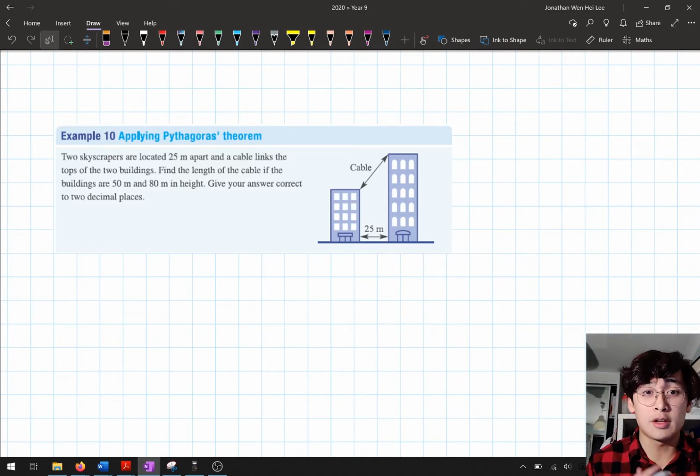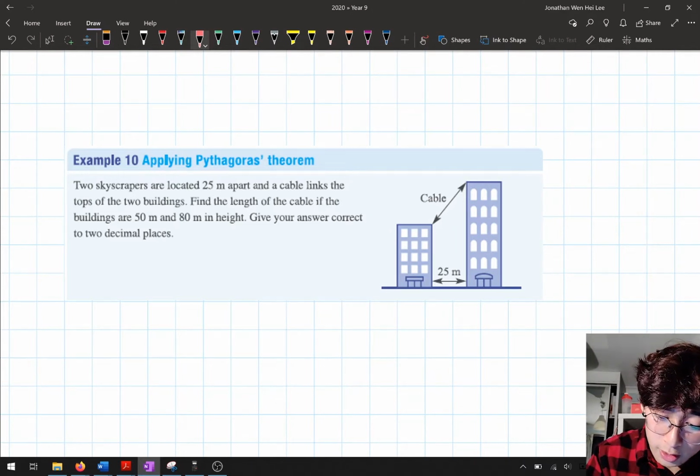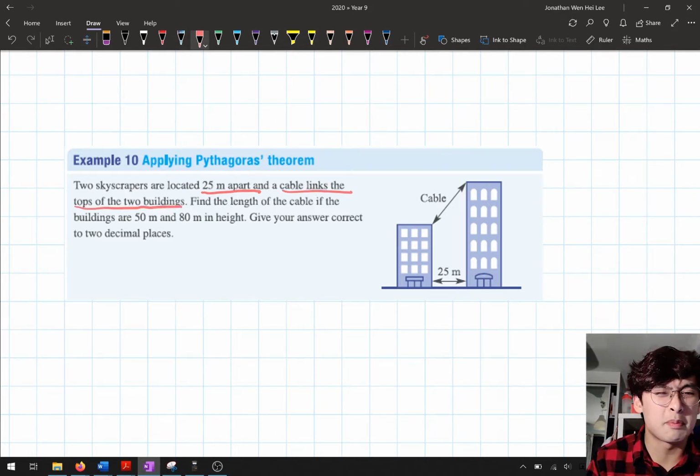So I'm going to apply a bit of Newman's analysis here. What I'm going to do is go through the question and underline the important parts. Two skyscrapers are located 25 meters apart, so we've got something that is 25 meters apart from each other. And a cable links the top of the two buildings. I see that as important.